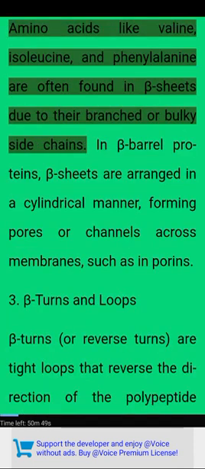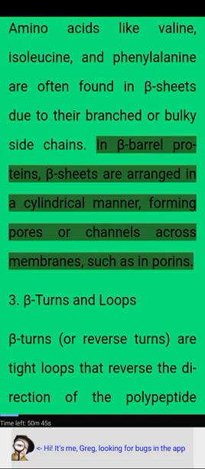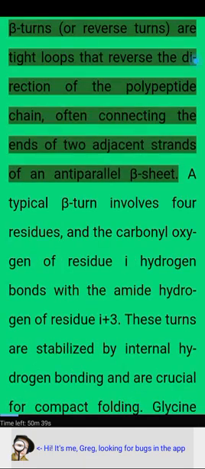Amino acids like valine, isoleucine, and phenylalanine are often found in beta sheets due to their branched or bulky side chains. In beta barrel proteins, beta sheets are arranged in a cylindrical manner, forming pores or channels across membranes, such as in porins. 3. Beta turns and loops.